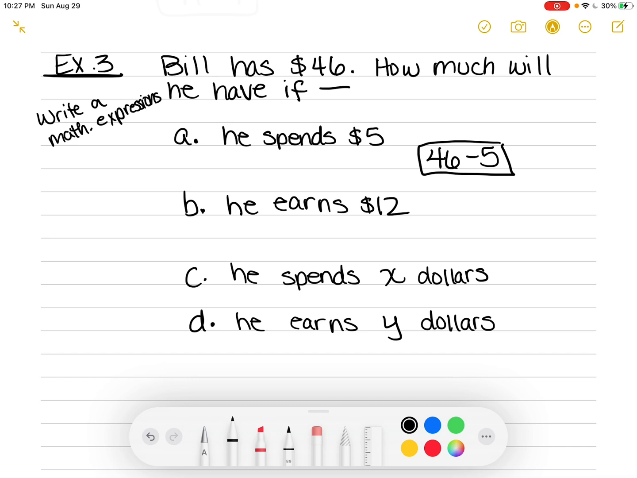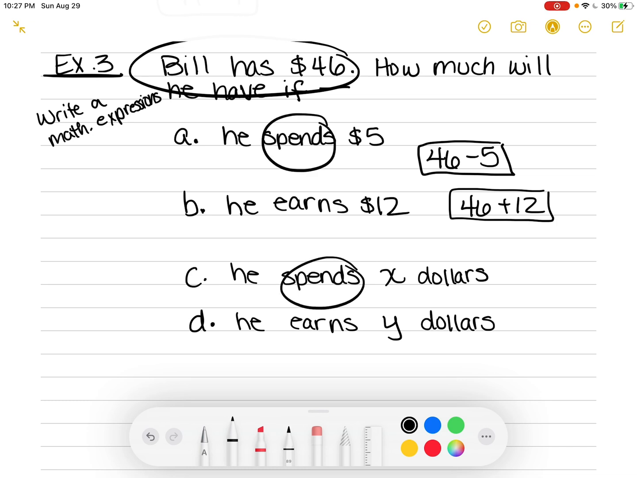Okay, so you should be back now. On B, he earns $12. Remember, he starts with 46. So your problem would be 46 plus 12, right? Because you're earning it, that means you're going to add $12. The next one, C, says he spends X dollars. Well, we've already said that spends is minus, right? So this is going to be 46 minus X. So we're writing it the same way we did with the 5 up here, only this time it's an X. And part D is he earns Y dollars. So earns means I'm going to add. So I'm going to take his $46 and add Y.